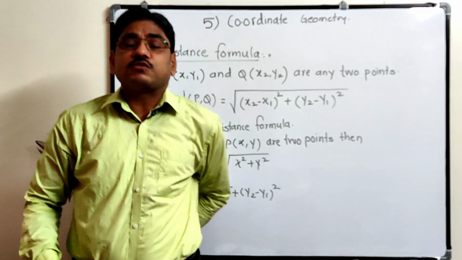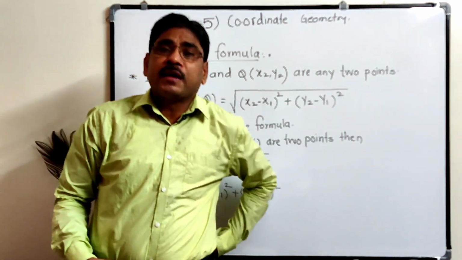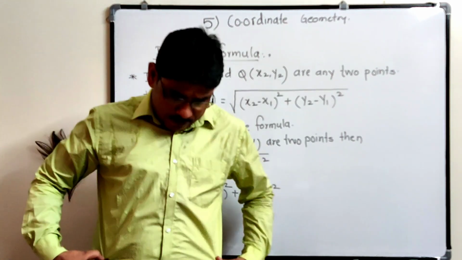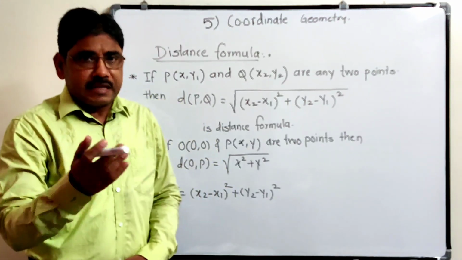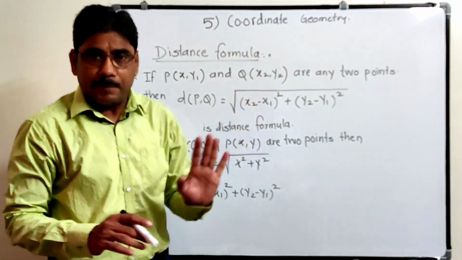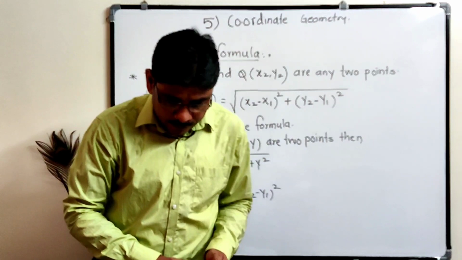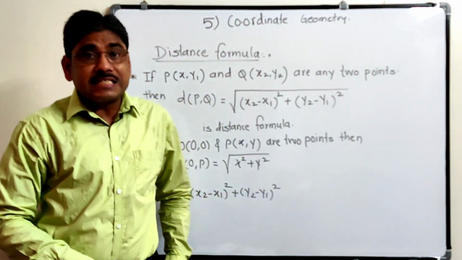That means P(x1, y1) and Q(x2, y2), any 2 points are given, we have to find the distance between those points directly using this formula. Question number 1. Question number 2 is different.